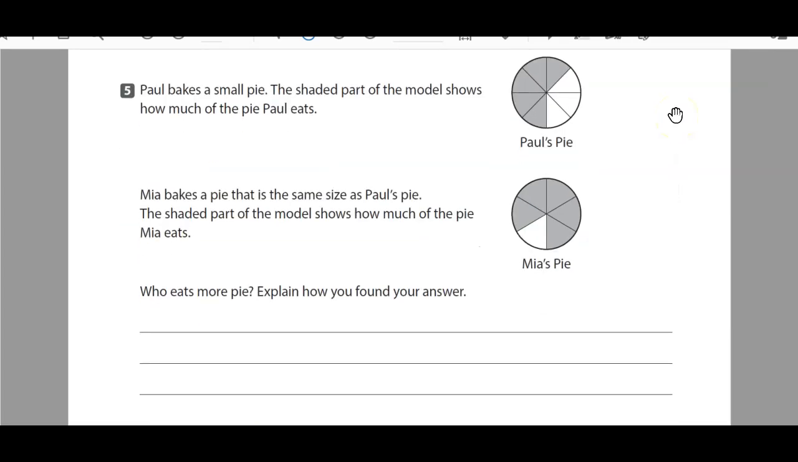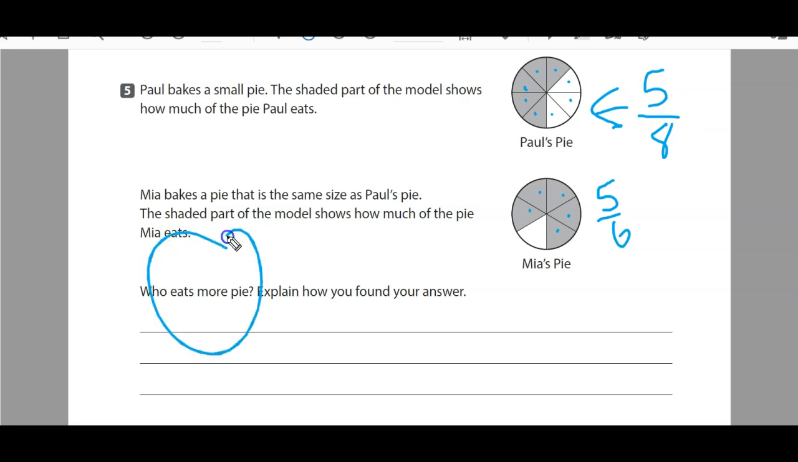And then 5, it says, Paul bakes a small pie. That's this guy right here. The shaded part of the model shows how much of the pie Paul eats. Mia bakes a pie that's the same size as Paul's, and she ate 5/6. And Paul ate 5/8. 1, 2, 3, 4, 5, 6, 7, 8. You have to explain to me who ate more pie. So based on that, who ate more pie?